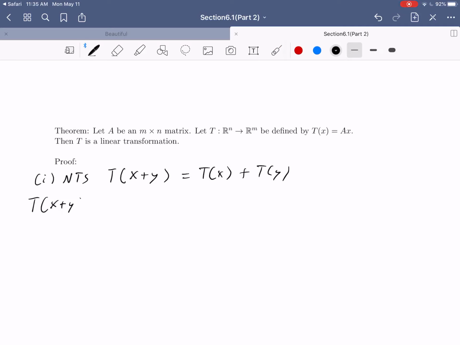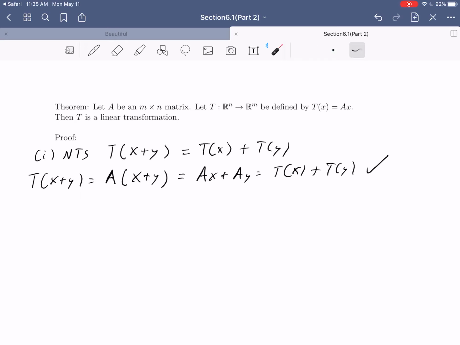T of x plus y, according to that, is left matrix multiplication by this matrix A. So it'd be A times x plus y. And of course, we know that matrix multiplication certainly distributes over vector addition. So this is Ax plus Ay, which is T of x. That's the definition of what T of x would do. And that is T of y. So we're all good. That shows that our transformation distributes over vector addition.